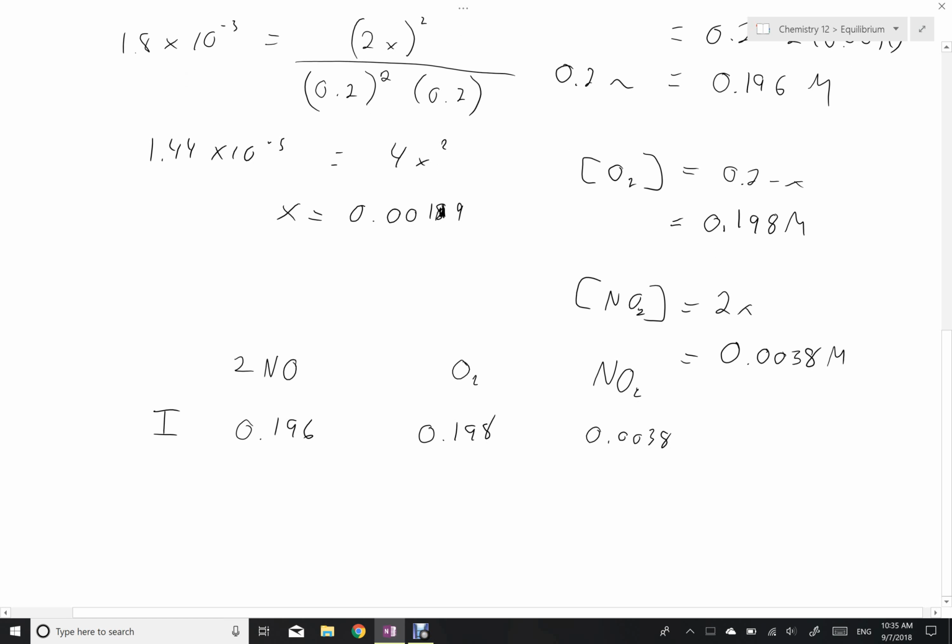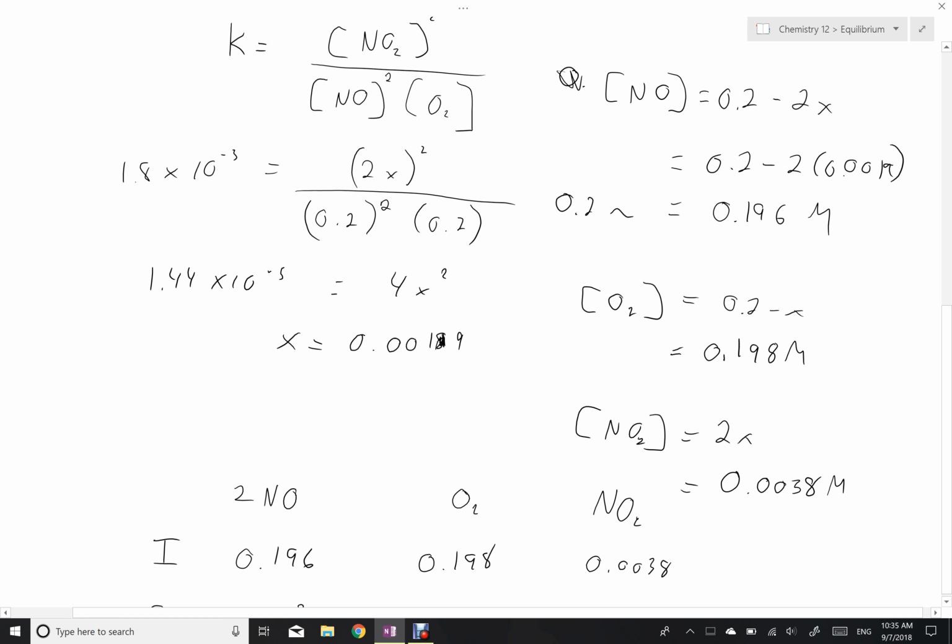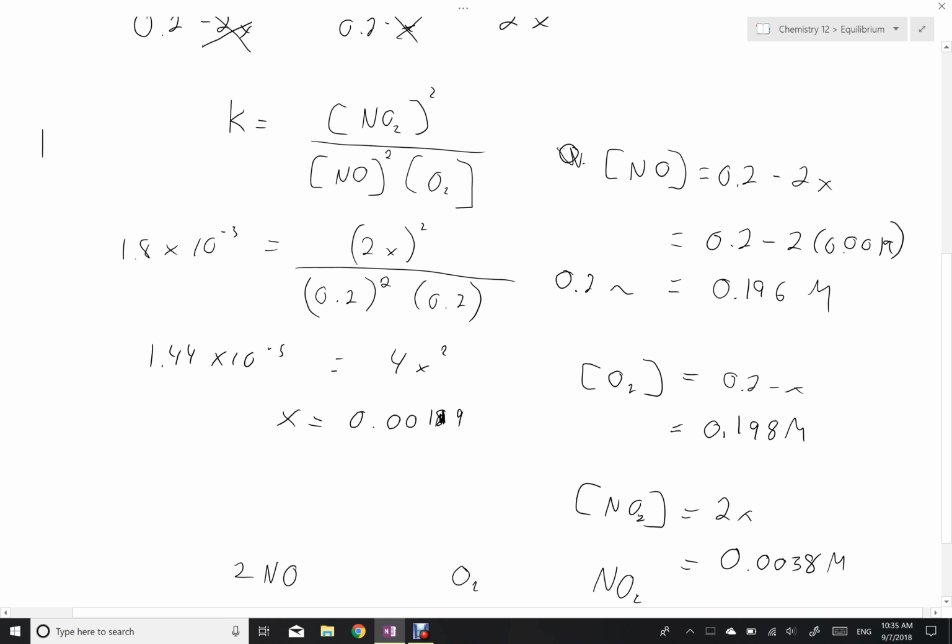And now, because I'm closer to equilibrium, these changes, this minus 2x and this minus x, and this formation of 2x, will be even smaller than they would have been in the first case. So basically, I was at 0.2. I assumed no change, and what I found out is that I moved a little bit to 0.198. So now I'm even closer to what my actual equilibrium would have been if I hadn't made any assumption at all.